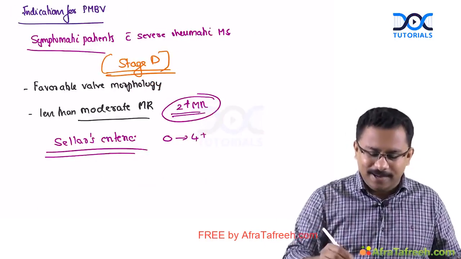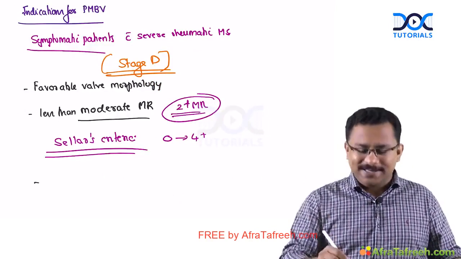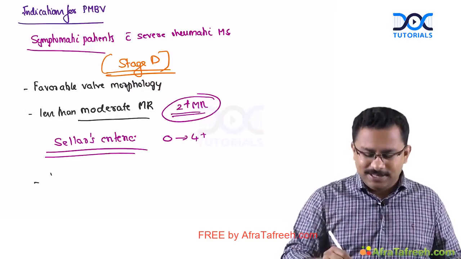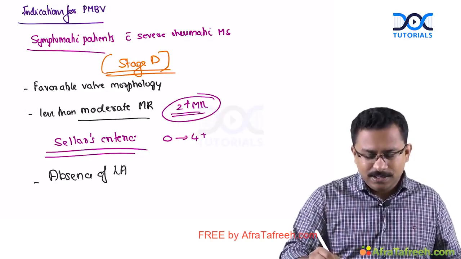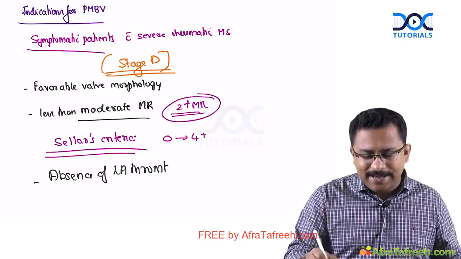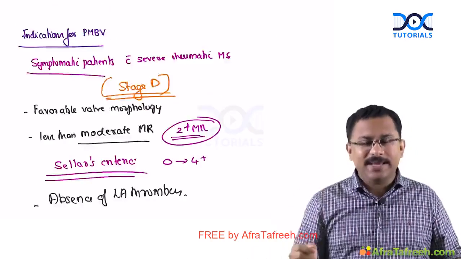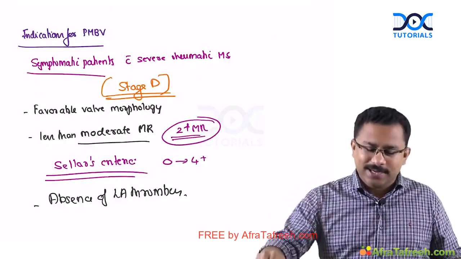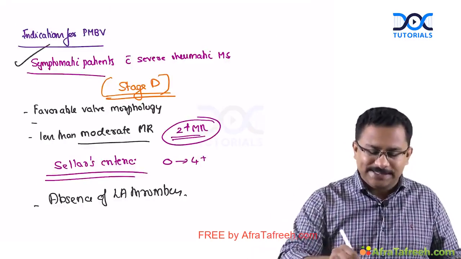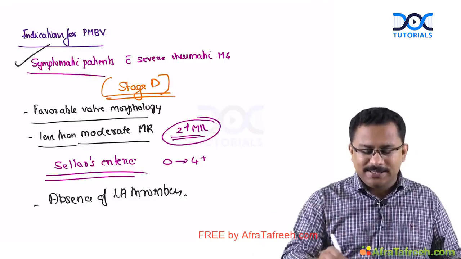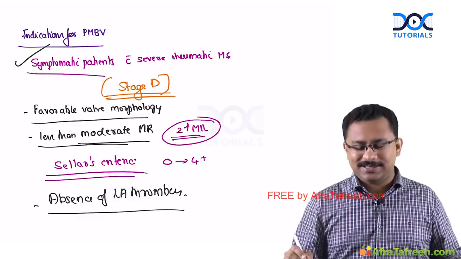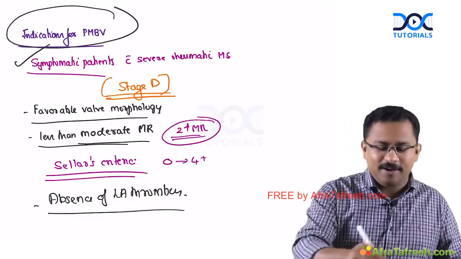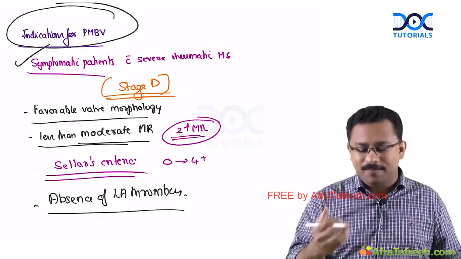So less than moderate MR, and also the patient should not have an LA thrombus. So absence of LA thrombus. So who is an ideal candidate for a PMBV? A symptomatic patient with severe rheumatic MS who has a favorable valve morphology, less than moderate MR, and absence of LA thrombus. So these are the indications of PMBV, very, very, very important.